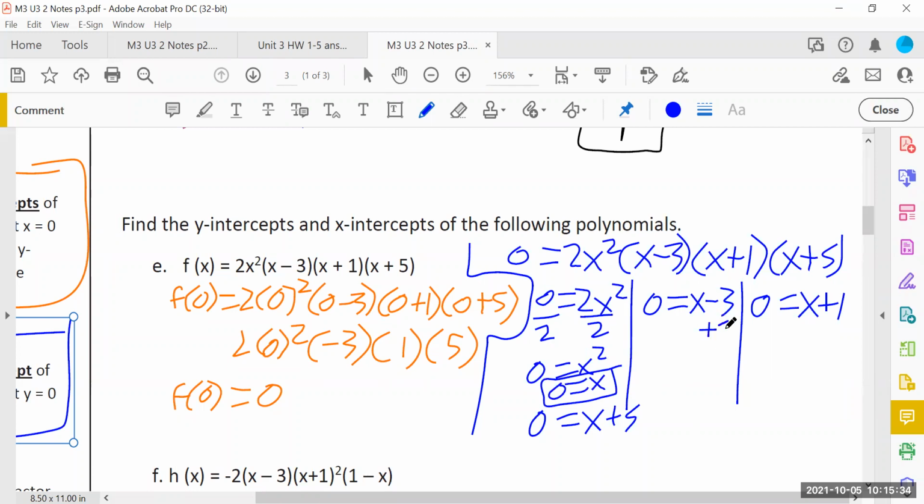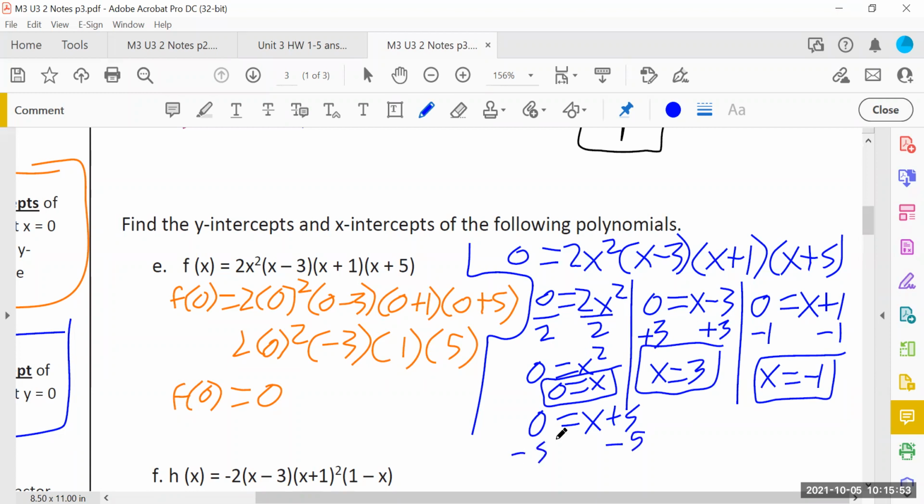This one, add 3. X equals 3. This one, subtract 1. X equals negative 1. And subtract 5. X equals negative 5. Okay? So I took each factor and set it equal to 0. And then I solved each of those factors.